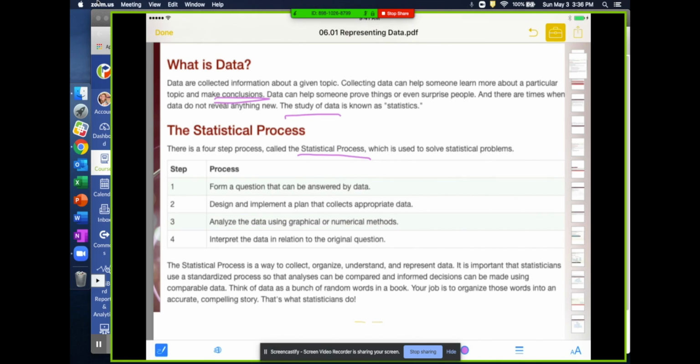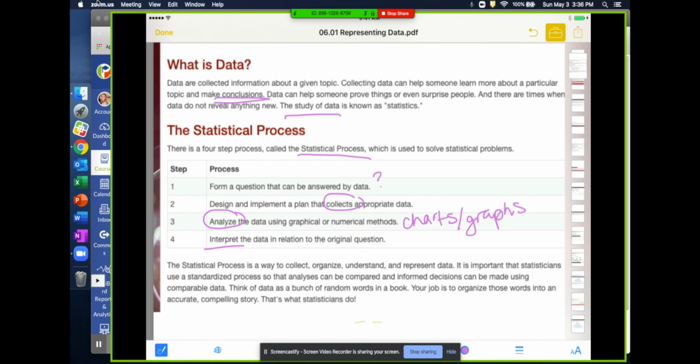So there is a statistical process, kind of like a four-step process, where first you have to form a question. So this question has to be answered by the data. Step 2 is to design and implement a plan that collects appropriate data. So you have to go through the process of collecting these responses. Step 3 is to analyze the data using graphical or numerical methods, so kind of like charts or graphs, which we're going to talk about later. And then step 4 is to interpret the data in relation to the original question.